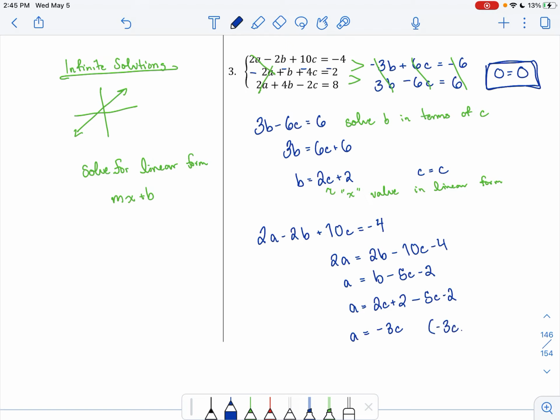So the way that you write your answer, A first, which is negative 3C, B, which is 2C plus 2, and then C, which is C, like this.